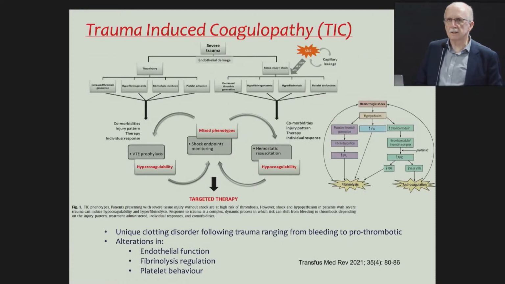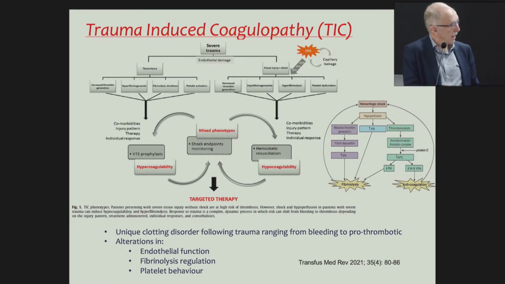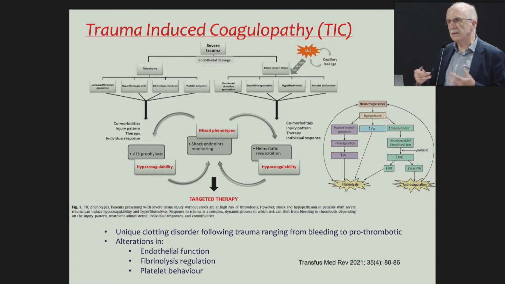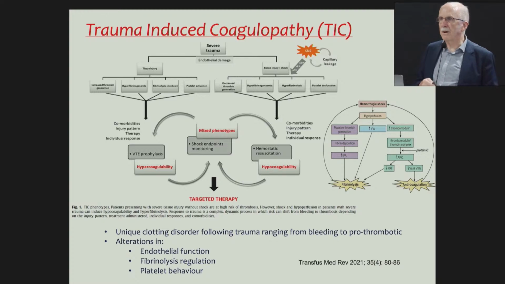But now we've got this concept of trauma-induced coagulopathy. So there are 2 pathways. Either the patient's hypercoagulable, where we know that post-massive transfusion there is increased risk of thrombotic events, or more likely, are they hypocoagulable? So here we've got alterations in endothelial function. We know the endothelium plays an important role in coagulation. We've got alteration in fibrinolysis, so increased fibrinolysis contributes to bleeding, and we could have altered platelet function.